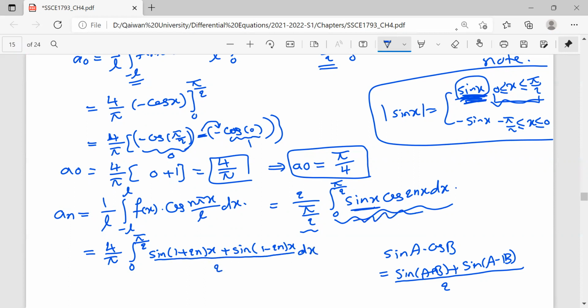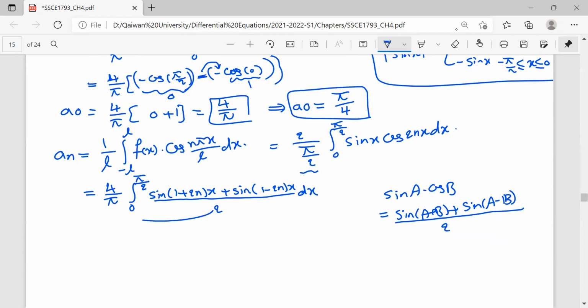Here we cannot find the integration directly. We should rewrite it. Then finding its integration is easy. Here we took this 2 out, and it will be cancelled out with this 4. We get 2 over pi. Okay, we get 2 over pi.